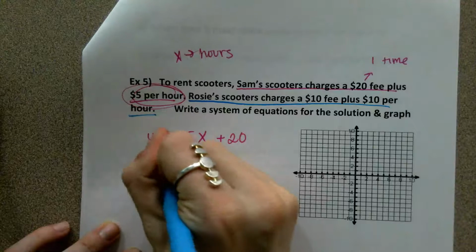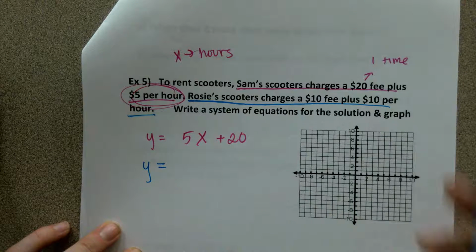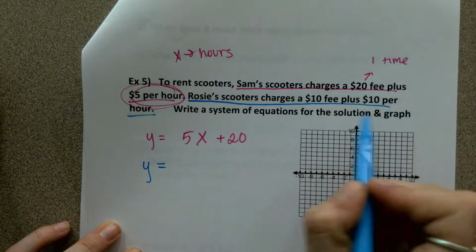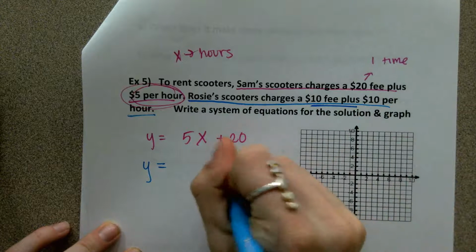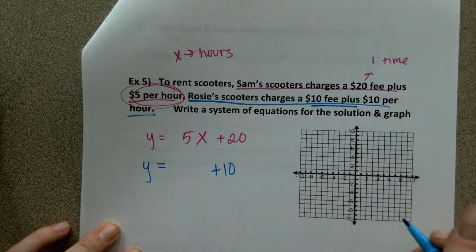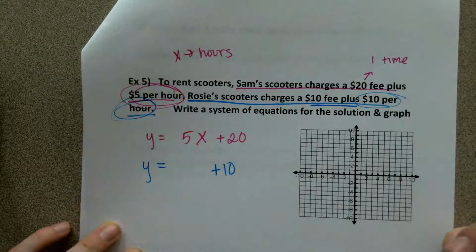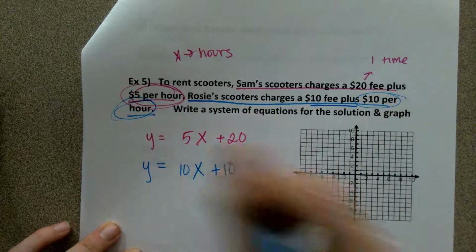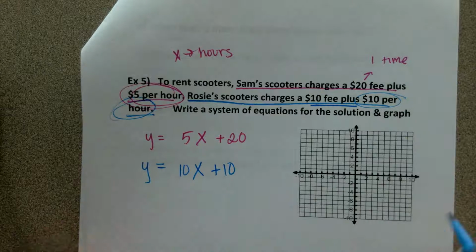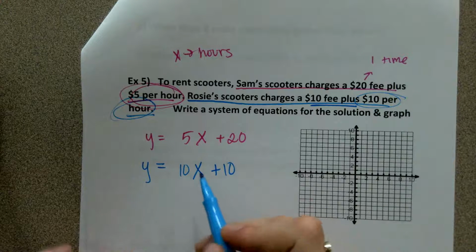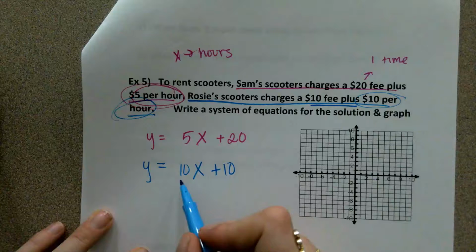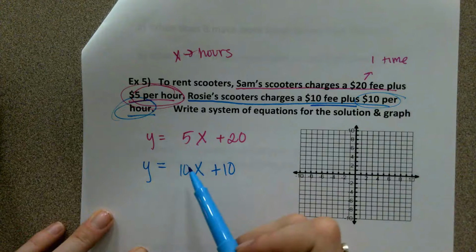For our second equation, they're both 10, right? But this $10 fee is a one-time fee. That's what's being added on to the end. And this $10 per hour is changing over time. Okay, so per hour, per x, we have $10. So here's our system, and we would graph it the same way.